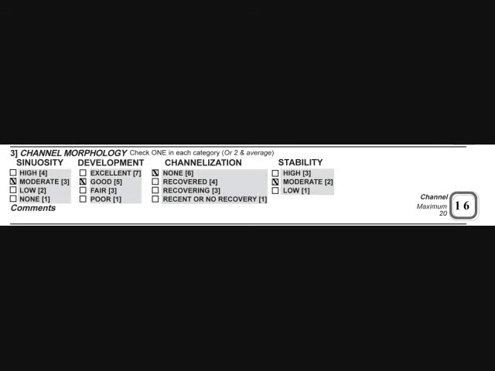And as for stability, the riffles looked like good transitions between riffles and pools. They were healthy, and the whole area looked healthy. It looked stable, and I gave that a moderate. So for all these four areas, I came up with a total of 16.